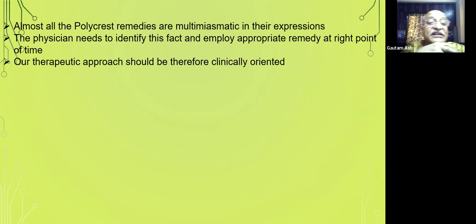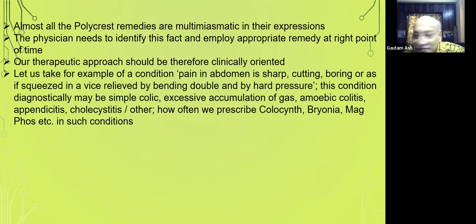Almost all the polycrest remedies are multi-miasmatic in their expressions. The physician needs to identify this fact and employ the appropriate remedy at the right point of time. Our therapeutic approach should therefore be clinically oriented, not based on other areas. Let us take for example the condition of pain in abdomen. I'm giving an example of that in clinically oriented therapeutics.